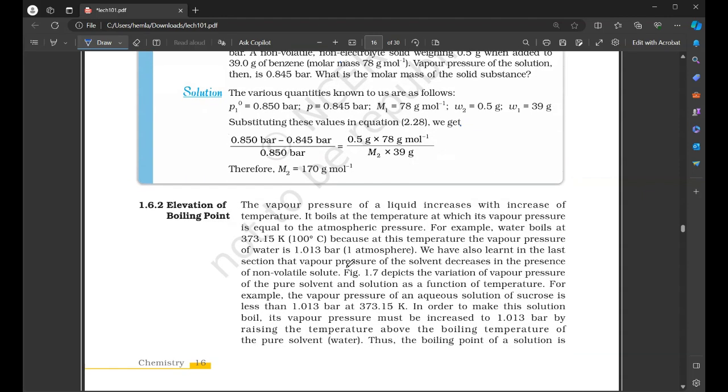Next colligative property, the elevation of boiling point. The vapor pressure of a liquid increases with increase of temperature. We have seen this earlier.